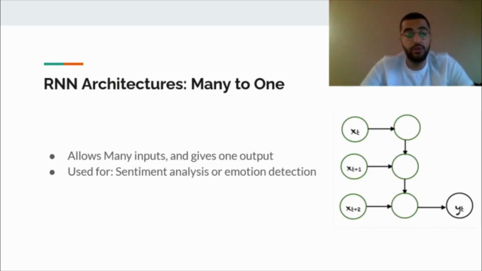Thirdly, the many-to-one. The many-to-one allows several inputs and gives out just one output, and it can be used for emotion detection. For example, if you feed the network words saying, I've been crying all day because my dog died, the network is going to give you what emotion this is, like sad or depressed, for example.